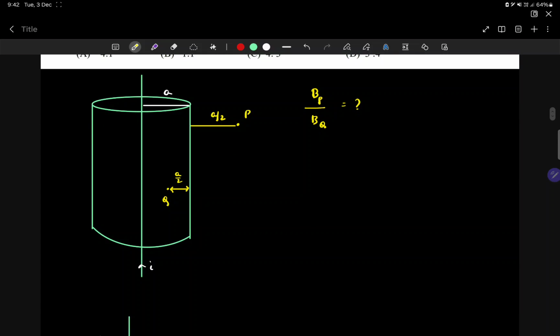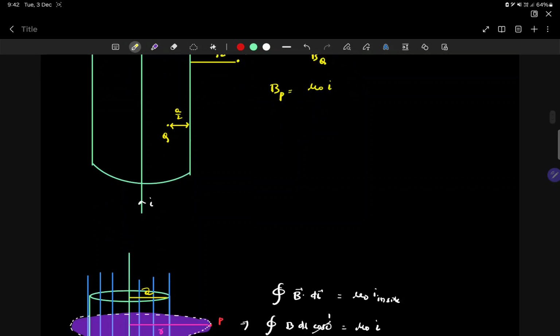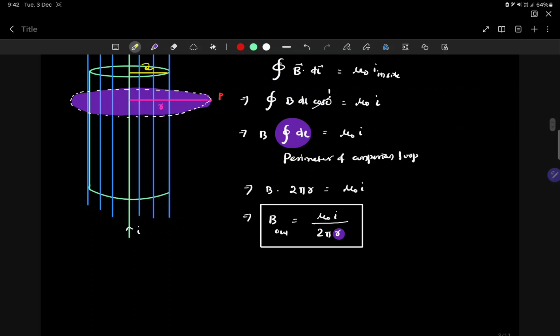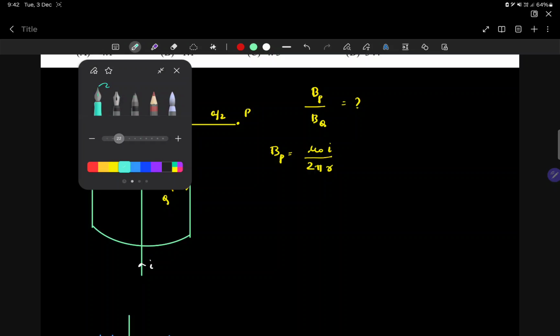So how to solve? P is an outside point, so we can write B at P is equal to, see this formula, mu naught I by 2 pi small r. So what is small r? It is the distance of this point of observation from this axis.